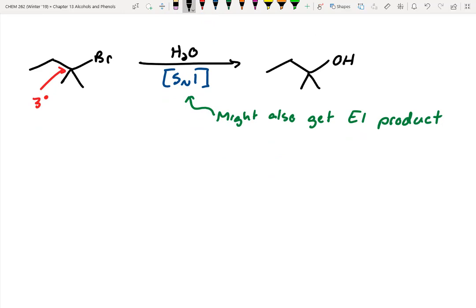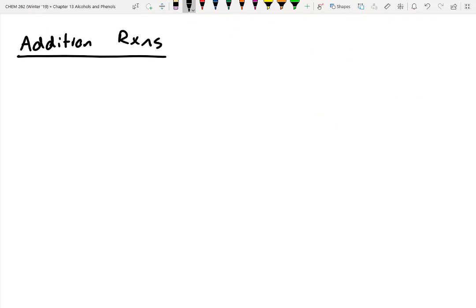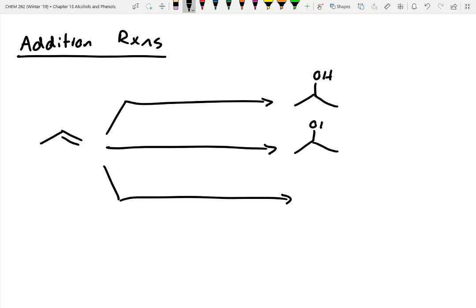We saw a handful in chapter 9 as well with addition reactions. So we'll just write this down as a little bit of a review. All right, with addition reactions, we saw that we could generate alcohols a bunch of different ways. The first two made more substituted alcohols, and then the last one made our less substituted alcohol.